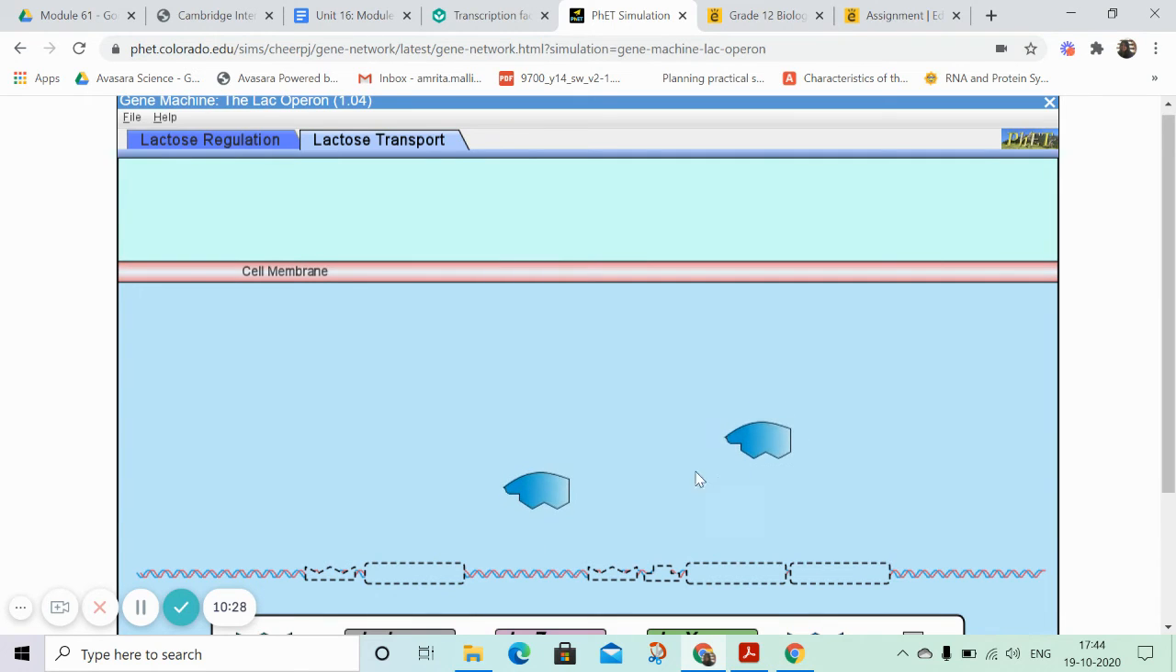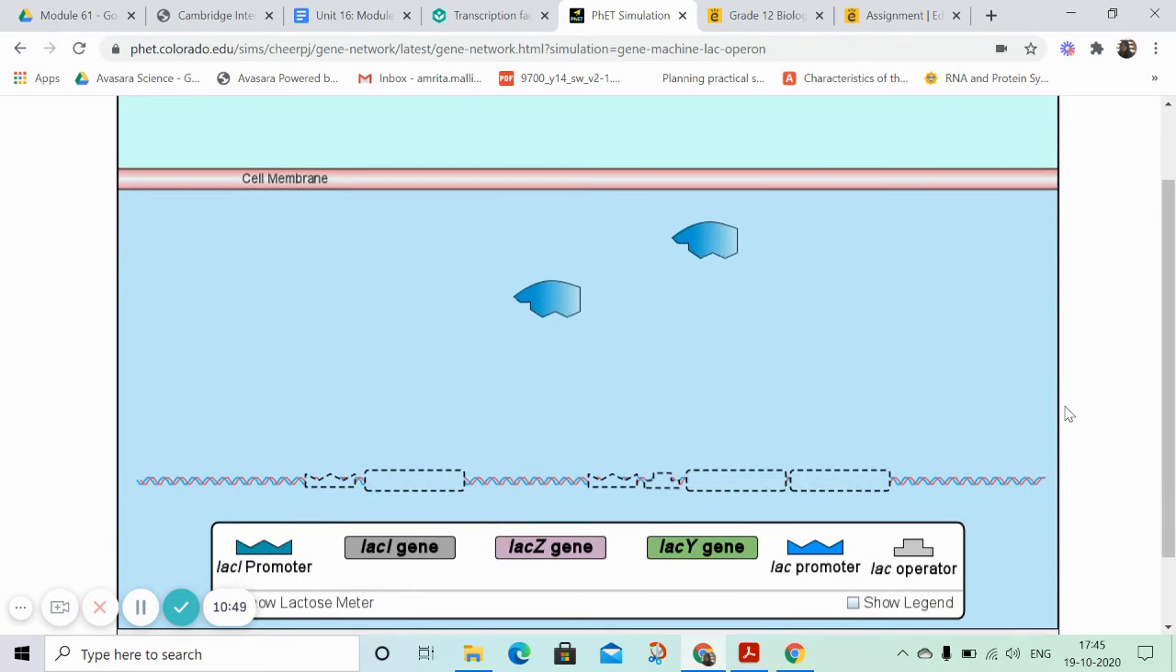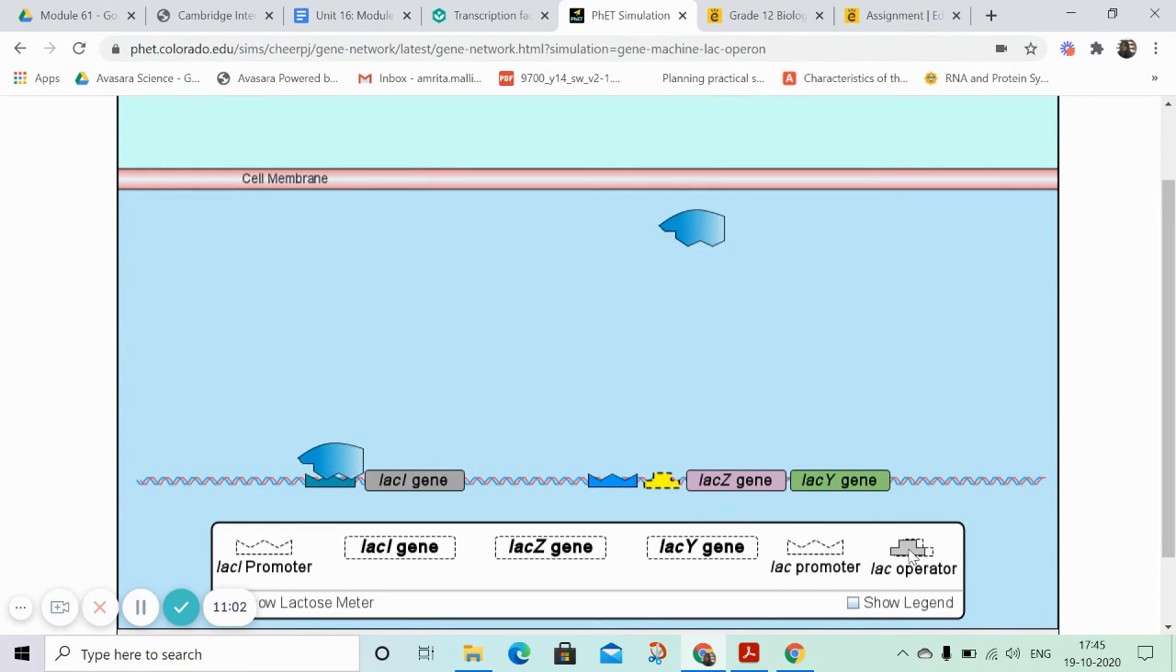These are the RNA polymerases floating in the cell cytoplasm. Your job is, after I place everything on this DNA, that means after all the genes are in their correct order, describe what happens when lactose is added and explain the role of the protein product of LAC-Y gene. So after I place all of them: LAC-I promoter, LAC-I gene, LAC-Z gene, LAC-Y gene, LAC promoter, and LAC operator. Everything is in its place.